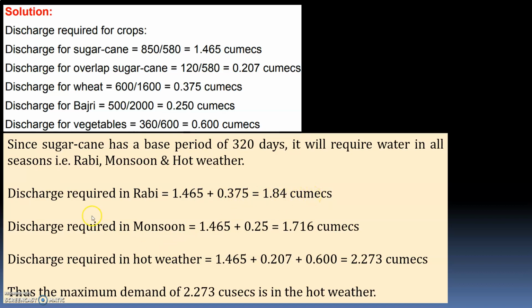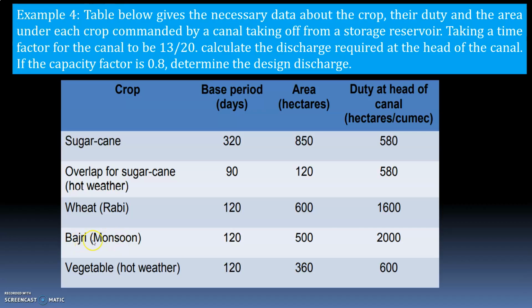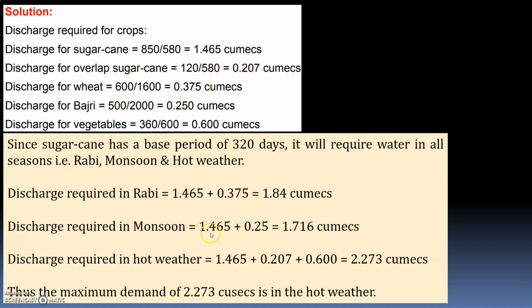Next, discharge required in the monsoon. In the monsoon season also sugar cane requires water because it has a base period of 320 days. So 1.465 for sugar cane, plus what is grown in the monsoon season, as given in the problem, that is bajri. Discharge is 0.25. So in addition to sugarcane, bajri also you have to consider. That is 1.465 plus 0.25, equal to 1.716 cumecs.